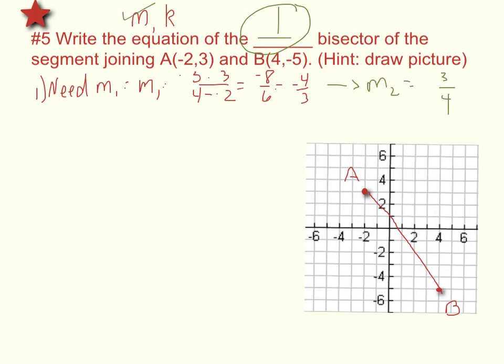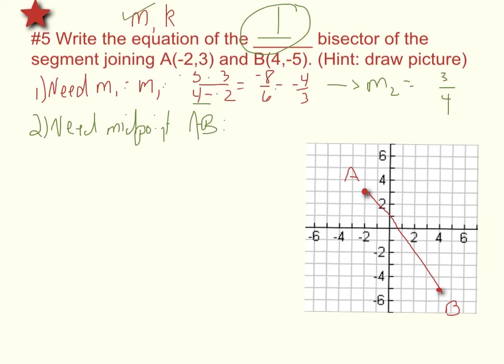Now we got to figure out what b is. How are we going to do that? Well, I would suggest to you that you need to do what I'm going to call here step 2, and that's to find the midpoint of AB. Find the midpoint of the segment AB.